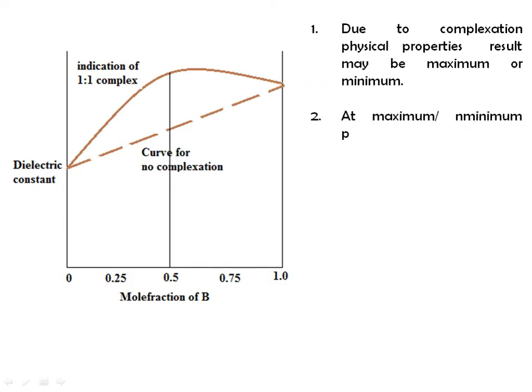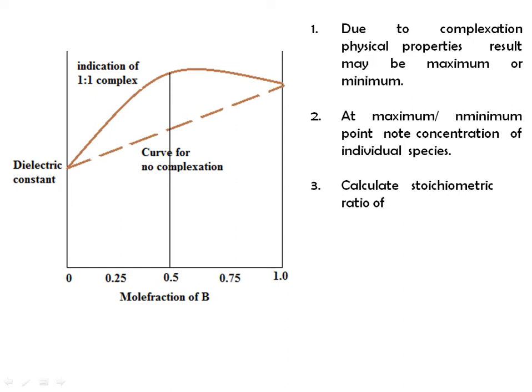Then at a maximum or a minimum point, note the concentration of individual species and calculate the stoichiometric ratio of the species. So how much it is increased and how much it is decreased, depending on that we can say that this is the stoichiometric ratio of that particular pair of compound.